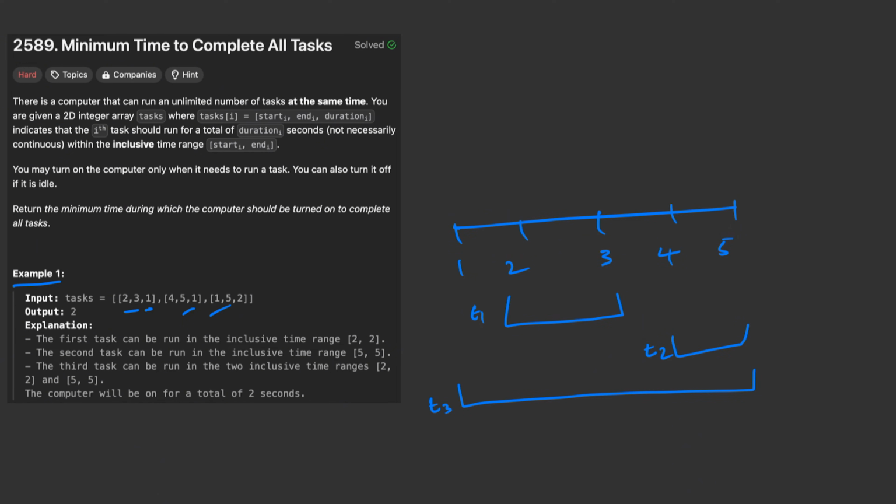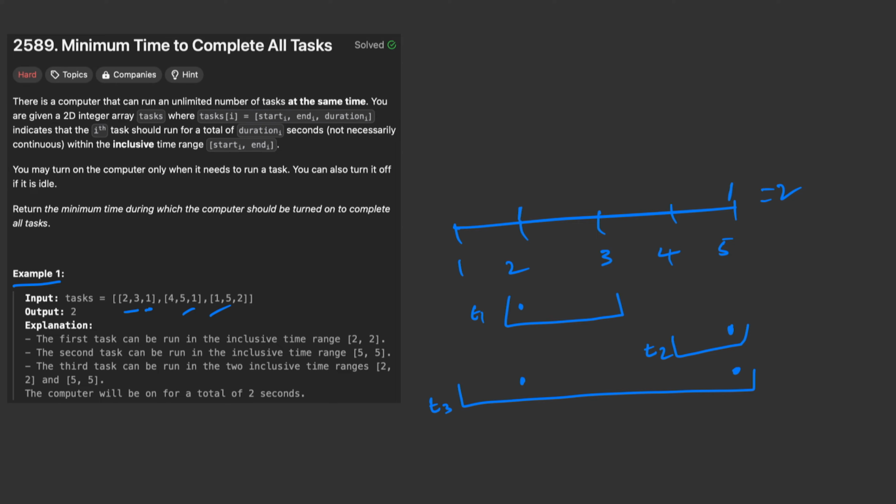Task 1 can be executed during the second time unit. Task 2 can run during the fifth time unit. Task 3 can run during both the second and fifth time units, since the computer is already running during those time frames. The computer will be on for a total of 2 seconds, hence the answer is 2.